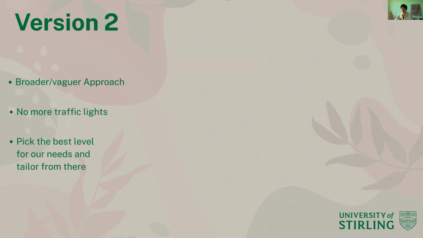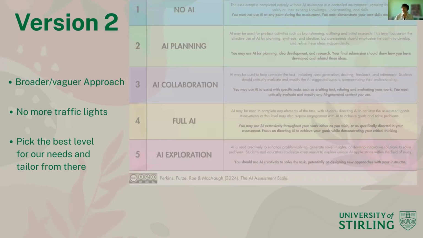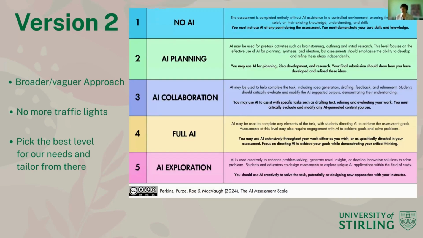Anyway, version 2 is a bit broader, a bit vaguer. There are no more traffic lights, because apparently that's a bad system pedagogically, because it makes it seem like red is bad and you should stop and green is good. There are many reasons for it, but they've basically done away with traffic lights. And what they've said is just pick the best level for your needs. So it now looks like this. The first one is still no AI. The second one is you can use it for planning.